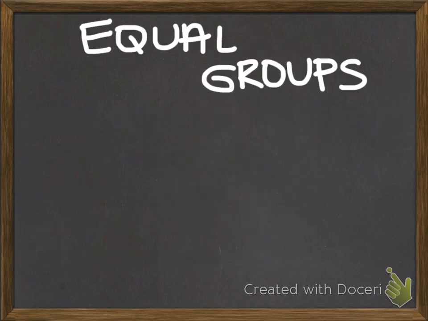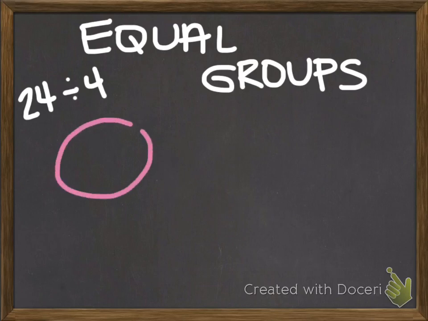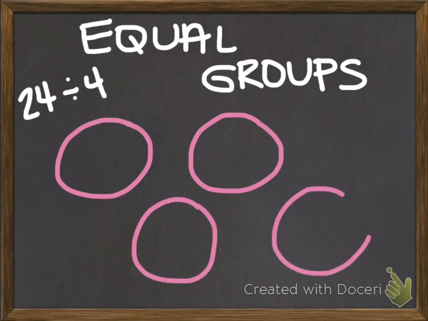Well, we know our problem is 24 divided by 4. The first thing that we need to look at here when we're showing equal groups is how many groups? Well, I know that there are 4 friends, so we're going to make ourselves 4 groups. 1, 2, 3, 4. So you see that each circle is one of the friends. We've got John and his 3 friends here. Now we've just got to take those 24 cards and put them equally into all 4 groups.